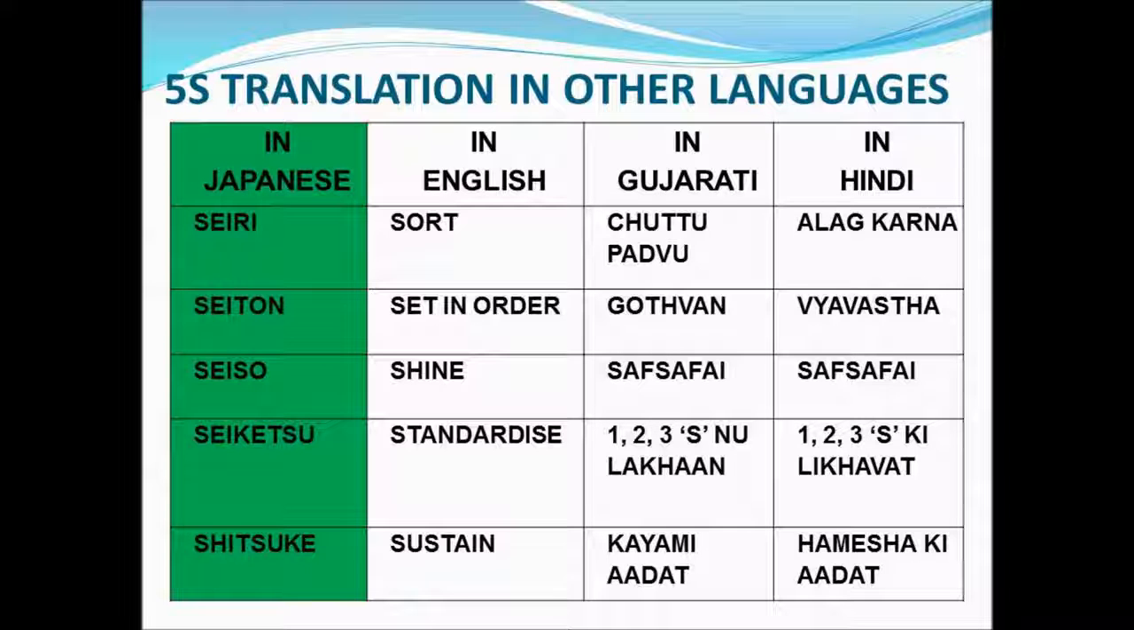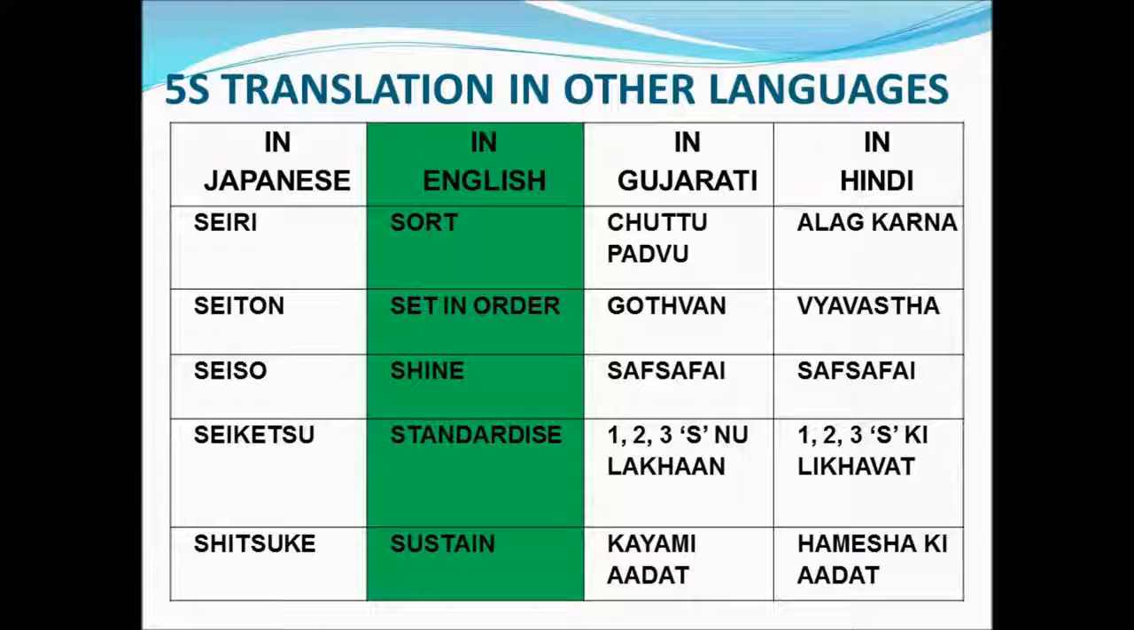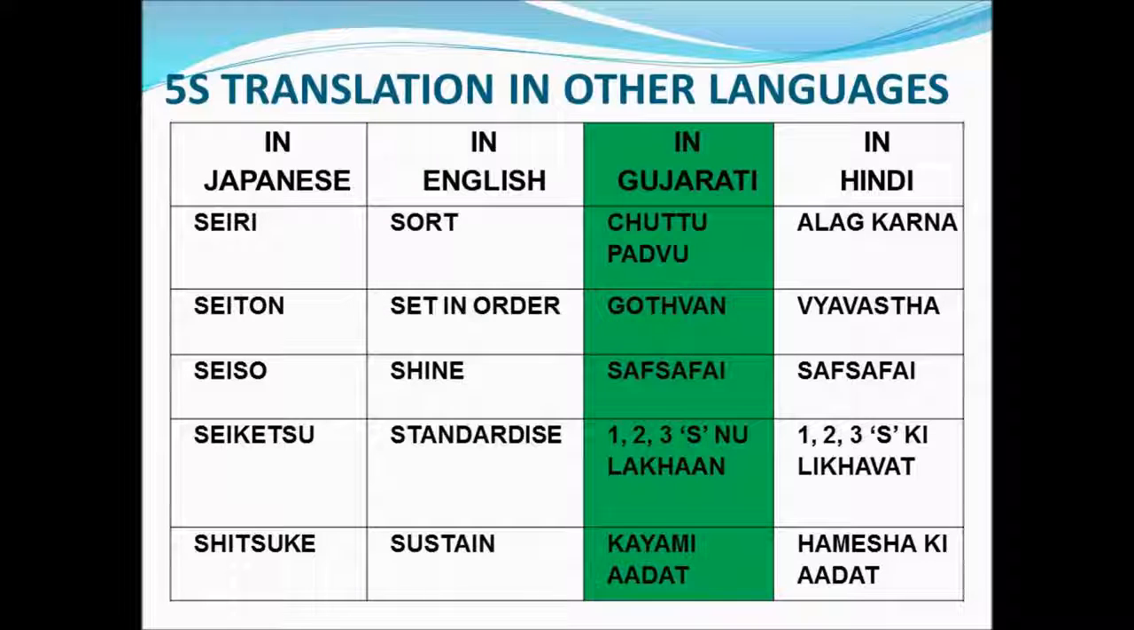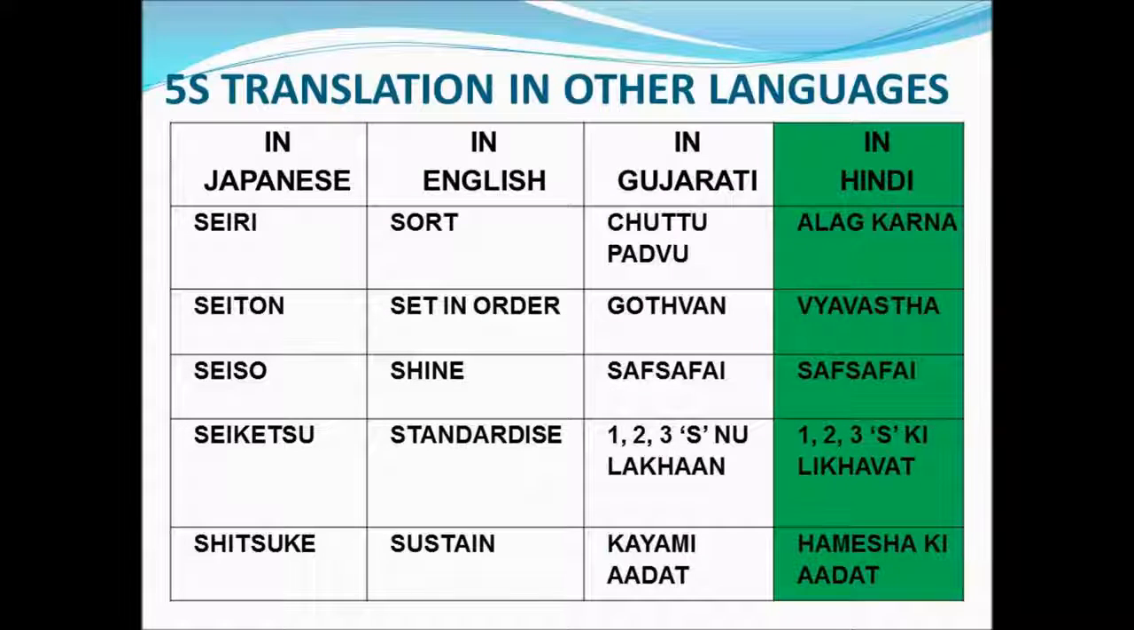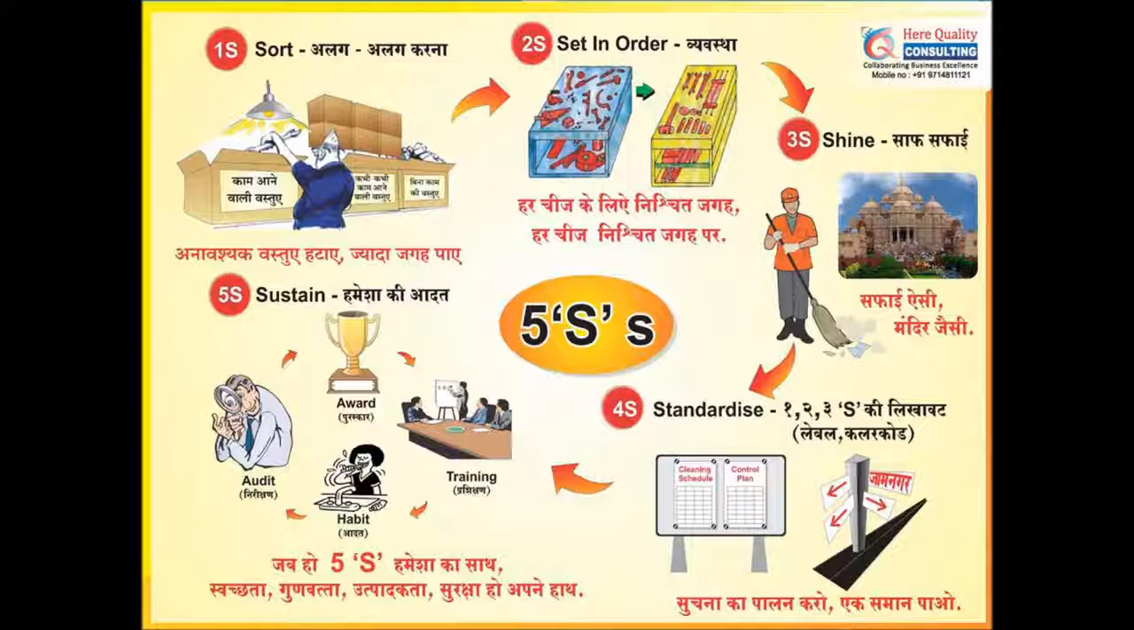Well, if you look at this slide, this explains the names in various languages. In Japanese, Seiri, Seiton, Seiso, Seiketsu, Shitsuke, and that has been translated in English as sorting, set in order, shining, standardize and sustain. Other languages you can refer. Well, let's look at the details of 5S actions and key benefits.